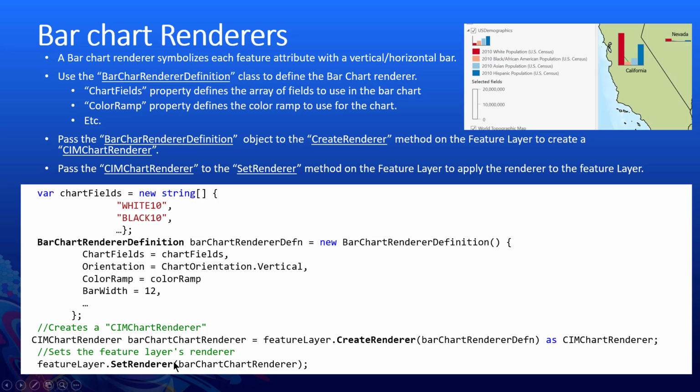The last step in the code snippet, I apply the CIM chart renderer to the feature layer using the set renderer method. This is where I pass in the CIM chart renderer as a parameter. This will now render the feature layer with the bar chart renderer just as seen in the screenshot in this slide.